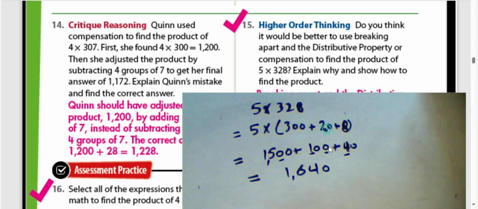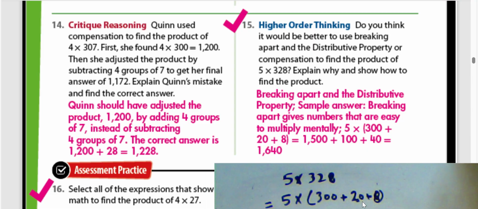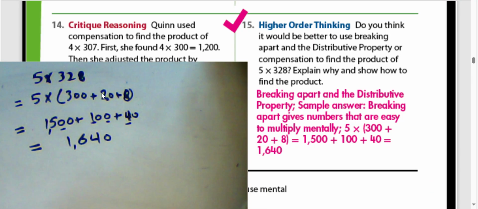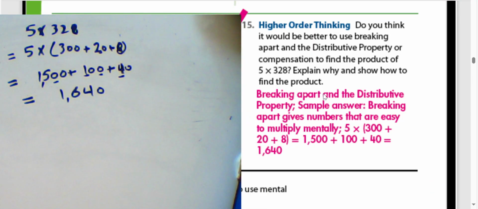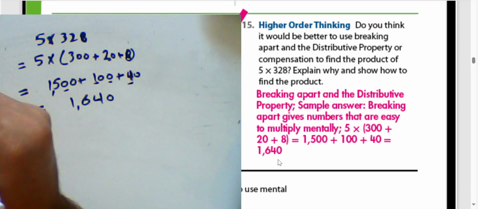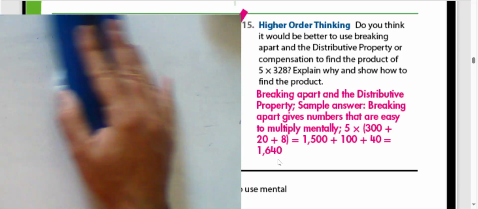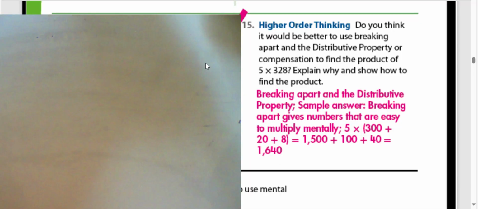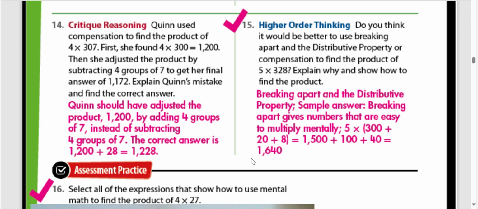So it's an easy method to find the result in one step. Solution, okay? Breaking apart and the distributive property. The simple answer is the exact result in one step. Breaking apart gives numbers that are easy to multiply. Yes, because 5 times 300 plus 20 plus 8 equals 1640. You can find the result in one step. It's an easy method to find the result by using the distributive property.